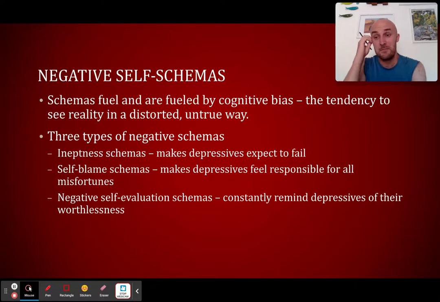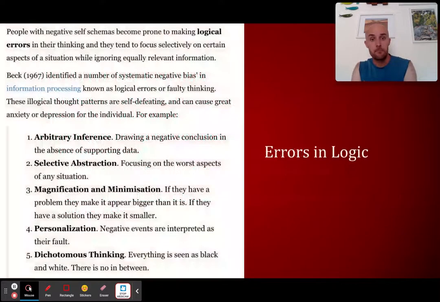A couple of other schemas are worth knowing. Schemas are like a bundle of knowledge about something. So you have self-blame schemas and negative self-evaluation. Now, this is where it gets a little bit complicated. These schemas fuel and are fueled by negative cycles of thinking. These schemas are fueled by, and fuel, some errors in logic.